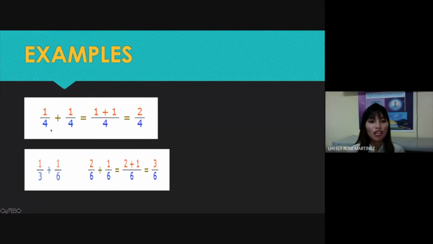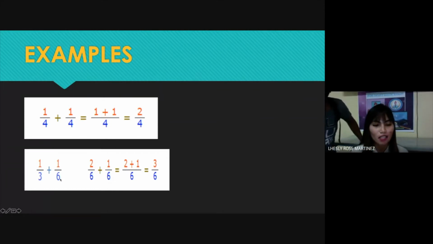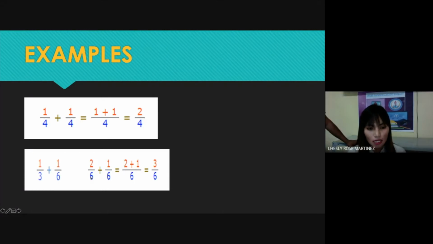Okay, so examples. We have 1/4 plus 1/4. Since these are similar fractions, you will just copy the denominator and then add the numerator. So 1 plus 1 is equal to 2. Copy the denominator and this will be the answer. Okay, next. 1/3 plus 1/6. Since the denominators are not the same, these are dissimilar fractions. So you need to find the LCD. So the LCD of 3 and 6 is 6. The equivalent fraction of 1/3 is 2/6. The equivalent fraction of 1/6 is 1/6. So 2 plus 1 is equal to 3. Copy the denominator 6. So we have 3/6.